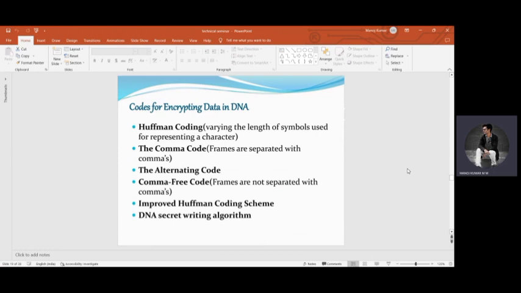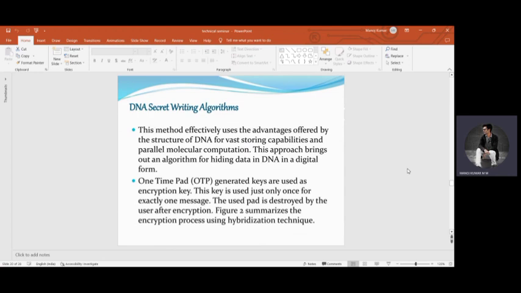Improved Huffman's coding sequence scheme. DNA script writing algorithm. This method efficiently uses the advantages offered by the structure of DNA for vast storage capability and parallel molecular compatibility. This approach brings out an algorithm for reading data in DNA in a digital form.